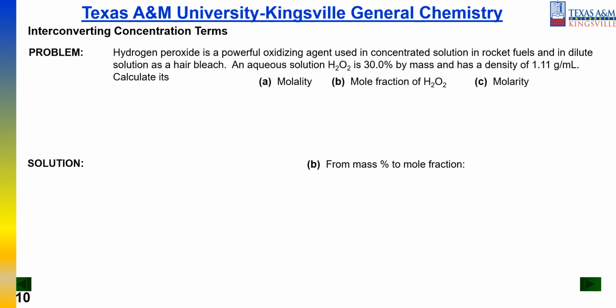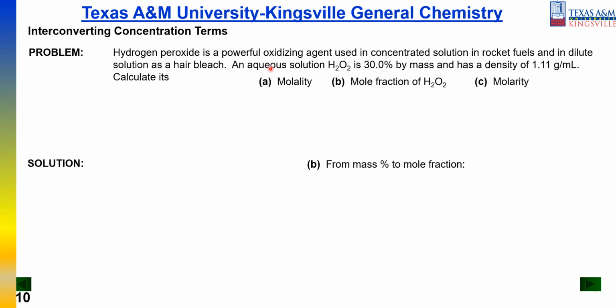Let's interconvert the concentrations of hydrogen peroxide from 30% to molarity to molality to mole fraction. So here we have the question. You have your hydrogen peroxide, H2O2, which is a very powerful oxidizing agent used in concentrated solution and also can be used in rocket fuels. So when you dilute it, you can use it as a hair bleach.